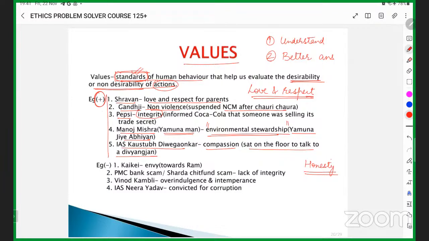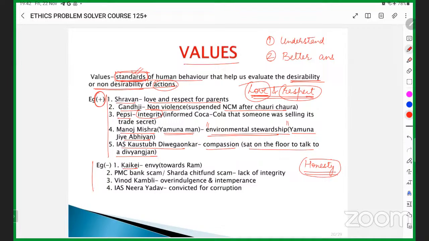But since values are standards, the standards can be both positive and negative. Like I talked about the value of love, this is a positive standard or a positive value. Negative value could be hatred. We did a question about hatred, I guess, from 2020, and the negative value in this case would be disrespect. For honesty, the negative value is dishonesty. So these are a few examples of negative values.